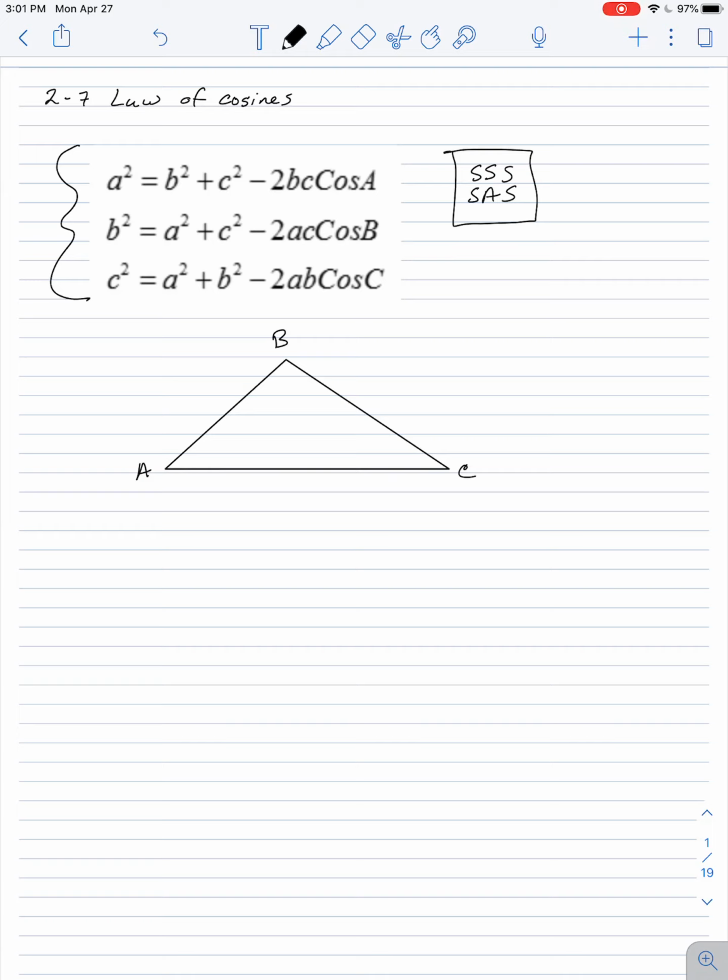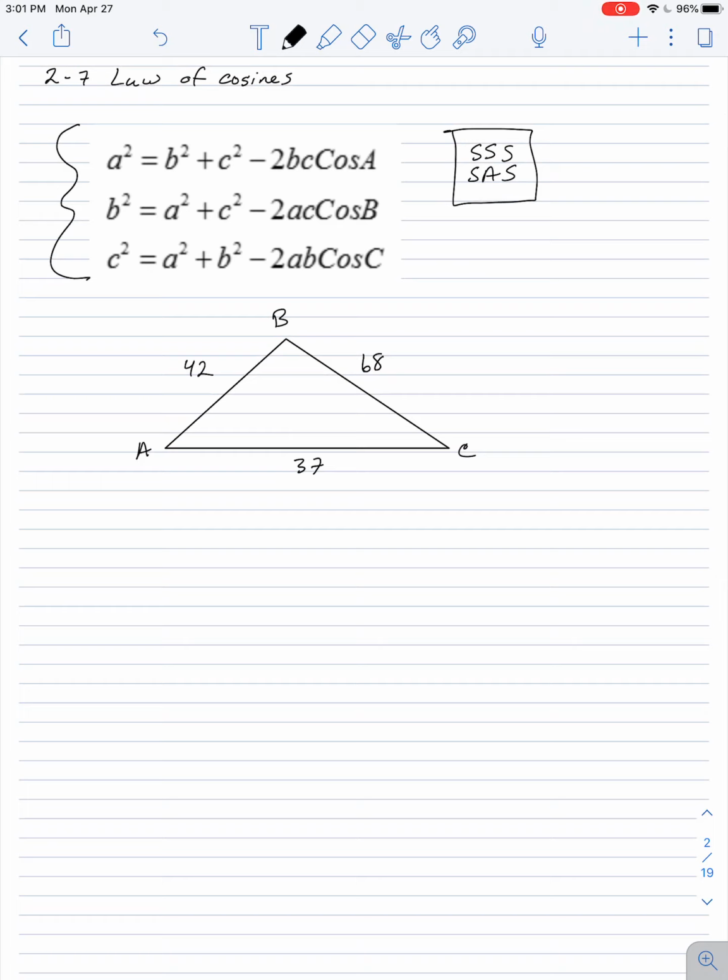So problem 1, let's say we are given three sides. Side A is 68, B is 37, and C is 42. You start by trying to choose one of these formulas that doesn't give you more than one unknown. If you plug in all your values and you have more than one unknown, you picked the wrong formula and you try another one. So I'm going to start by picking this top formula and plug in everything I know.